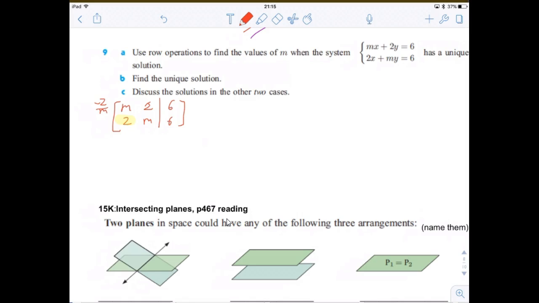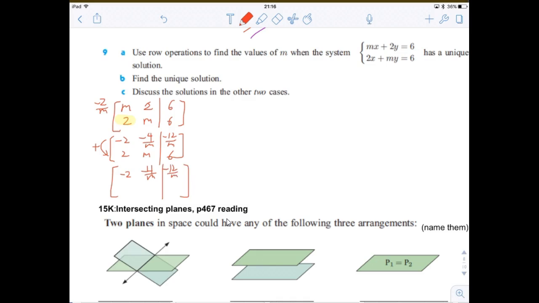So first what I'm going to do is multiply the top row by negative 2 over m, and I'm going to get negative 2. Negative 2 over m times 2 would be negative 4 over m. And 6 times negative 2 over m would be negative 12 over m. So I got a kind of a big mess there, didn't I? Okay, and I leave the second row the same. Now I'm going to add the first row to the second row, and that is going to make the second row partially disappear. So the first row I'm going to keep the same.